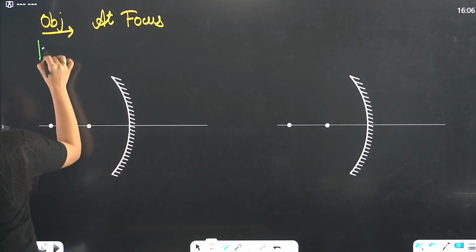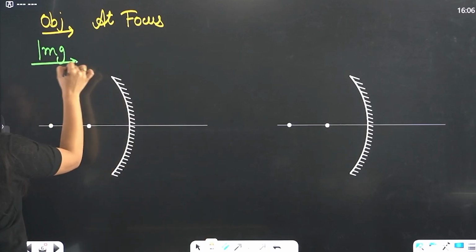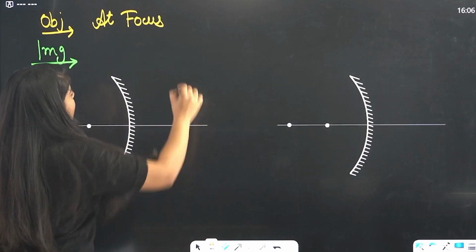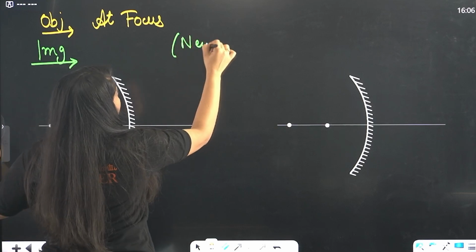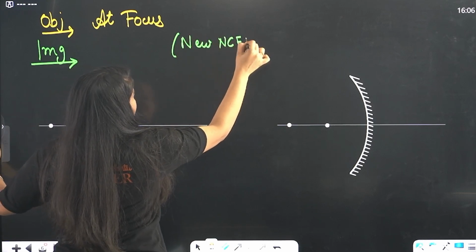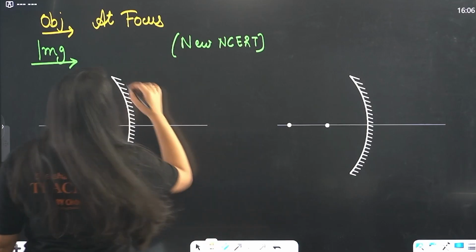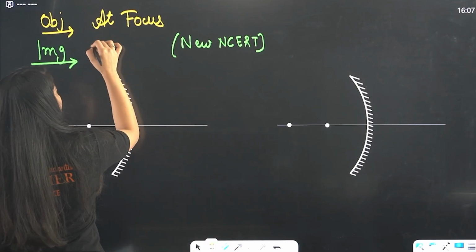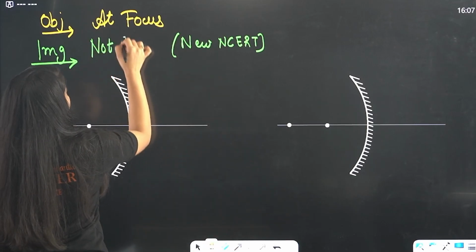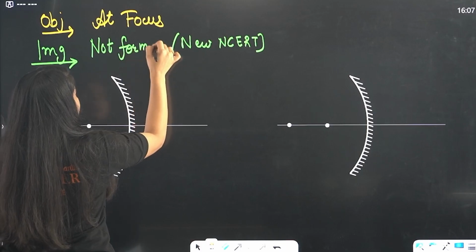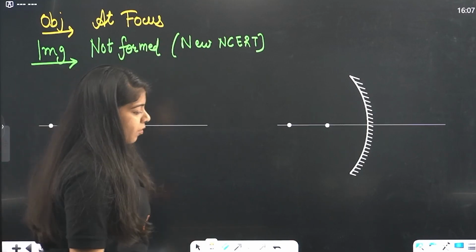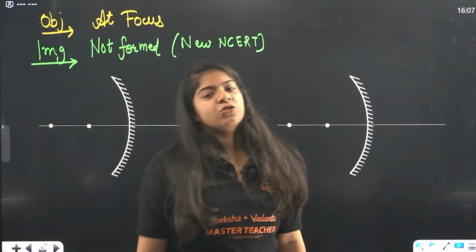Now according to the previous NCERT, we used to write the image is at infinity. But according to the new NCERT, not the literal new, very new basically, the image will not be formed. So you can simply write image is not formed. In this they won't particularly ask you about the nature.